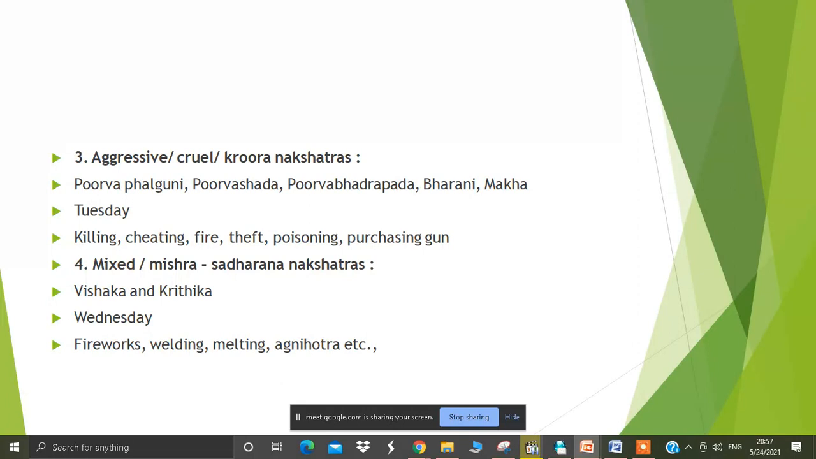What are those? Vishakha and Krittika. They can be used for fireworks, welding, melting, Agnihotra. So Agnihotra we can also do. And also freeing a bull, when you want to free a bull on the occasion of a funeral rite or for any religious activities; this is commonly used. Fine.